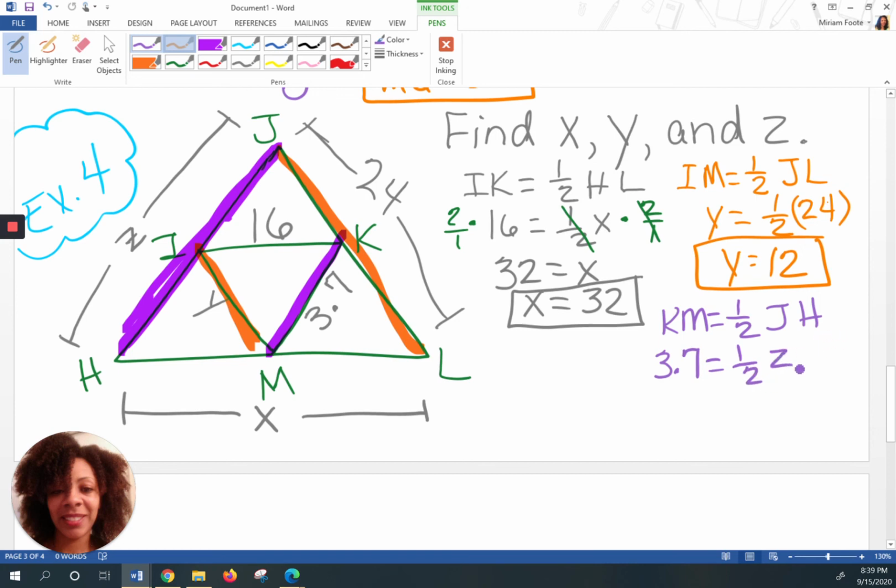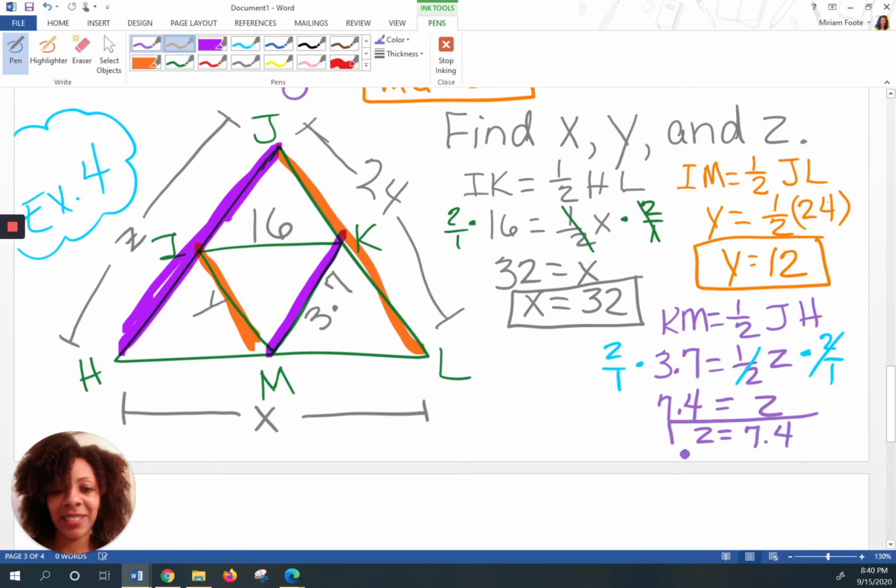How do I get z by itself? In this case, I do have to multiply both sides by the reciprocal. So let's do that. Times 2 over 1, times 2 over 1. And once I do that, z is by itself, and it's equal to 3.7 times 2, which is 7.4. And if you just want to rewrite it with the variable on the left-hand side, you can do that.